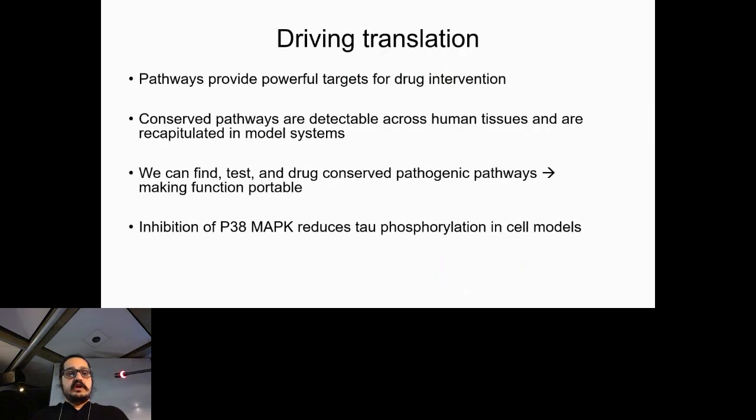So in conclusion, I hope that I have convinced you that pathways provide powerful targets for drug intervention, and conserved pathways can be detected across different brain regions and different cellular models. We can find these conserved pathways and target them, essentially making function portable. And this pipeline, in this case, has resulted in a potent therapeutic target that can reduce tau phosphorylation in cellular models.